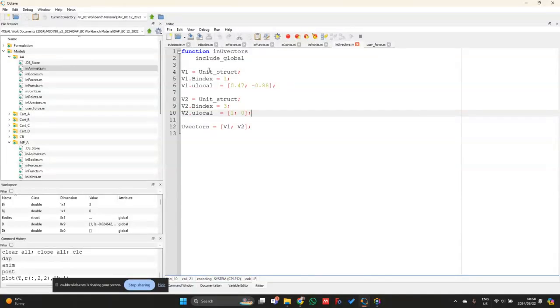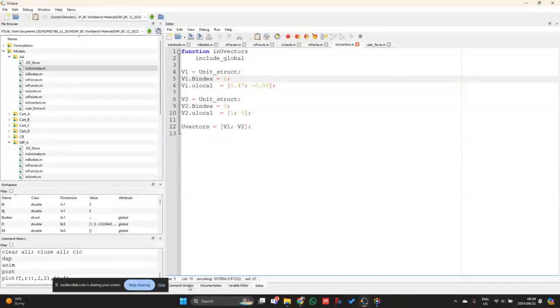And now you'll see that if I specify a unit vector, I first start off by specifying it as a unit structure. Then I have to specify on which body the unit vector is applicable. So in this case, it's on body 1. And then I also have to give the unit vector in the local coordinate system for this V1. So that would be V1.u local. And this is now 0.47, minus 0.88.